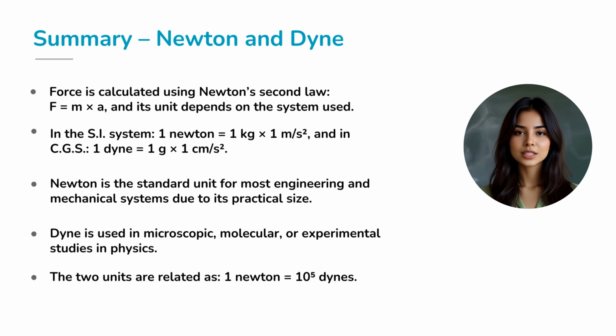Force is calculated using Newton's second law. Force equals mass into acceleration. In the SI system, the unit of force is the Newton, which equals 1 kilogram multiplied by 1 meter per second squared. In the CGS system, the unit of force is the dyne, which equals 1 gram multiplied by 1 centimeter per second squared. We also saw that 1 Newton is equal to 100,000 dynes.